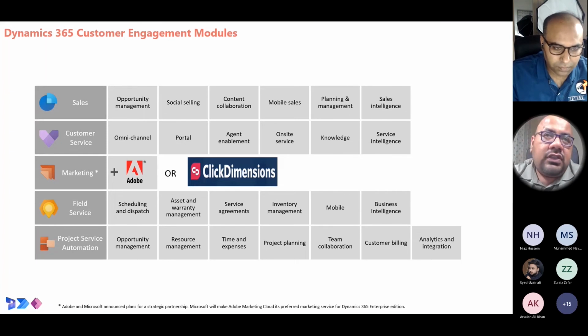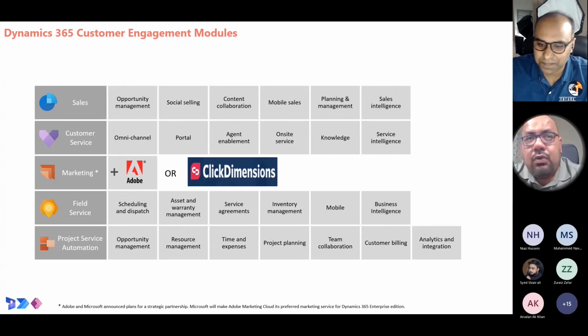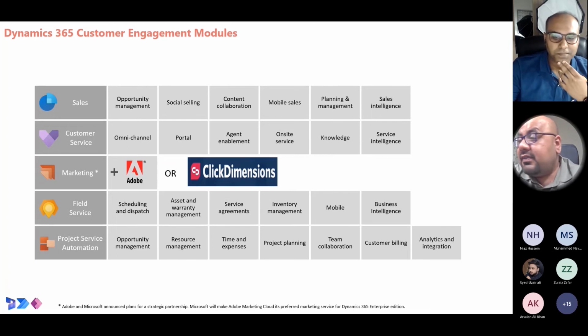Then there is portal functionality. You can have the customer self-service portal where the customer can come, log in, and manage his complaints. He can log the complaint, and he can see the progress. So that's the portal functionality. Again, the portal is also available for sales as well as for field services.